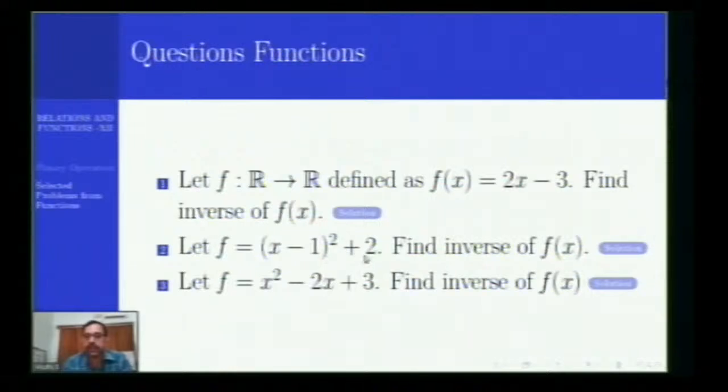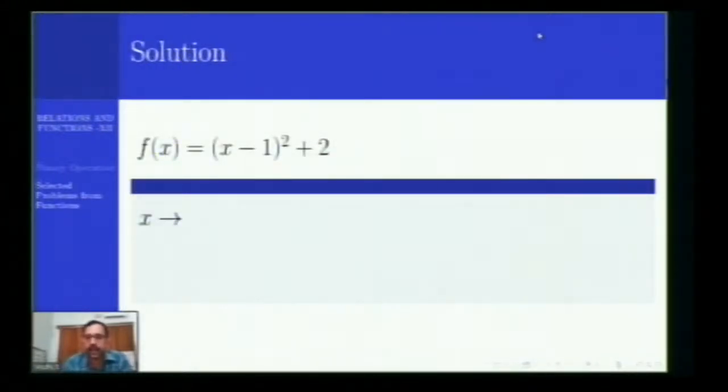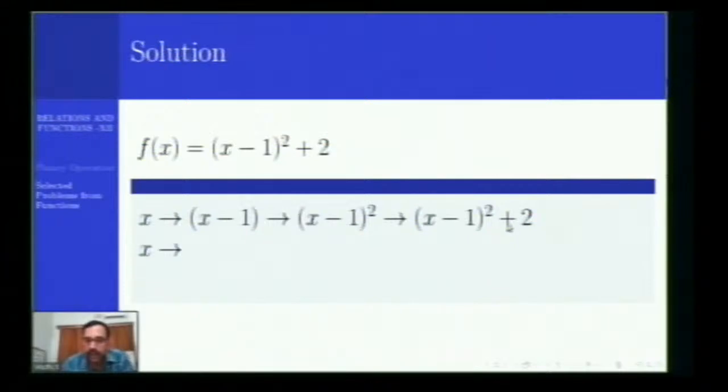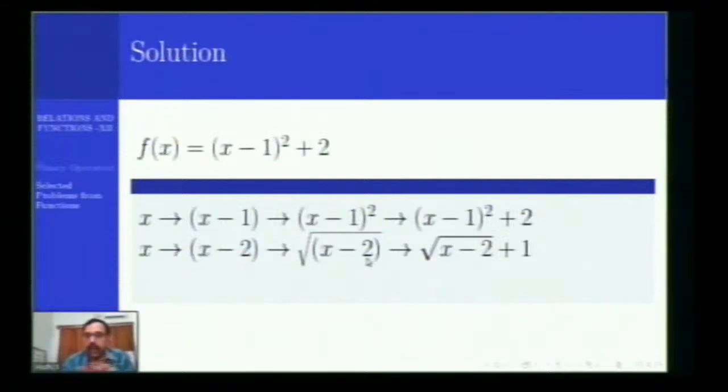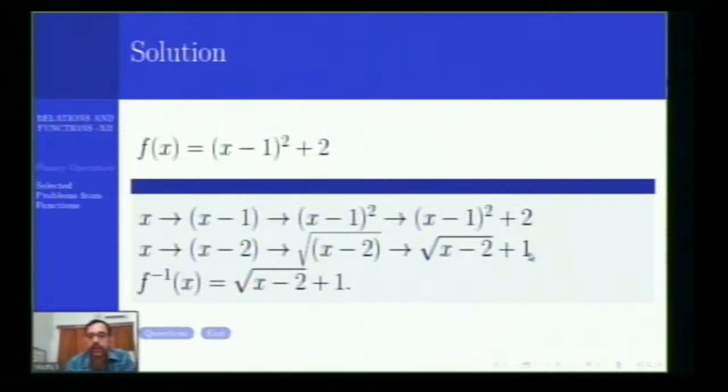f of x is equal to x minus 1 whole square plus 2. Find the inverse. We are going to use the same process, and this time I am not taking much time. Take x. First I subtract 1, then I square, then I add 2. So there are three covers. In reverse, I take x and subtract 2, because here it is added 2. Then here it is square, so I will take the square root. Then I will add 1 because here it is minus 1. So the inverse will be the square root of x minus 2, plus 1.